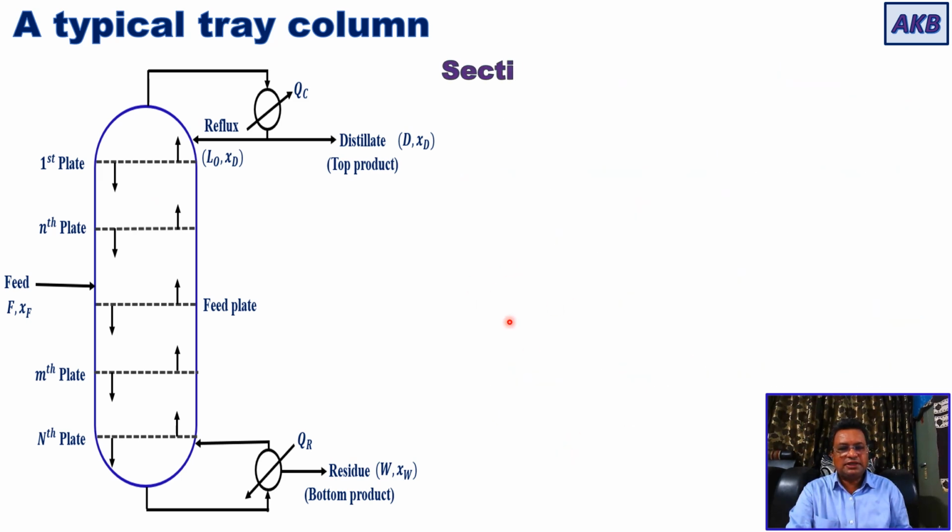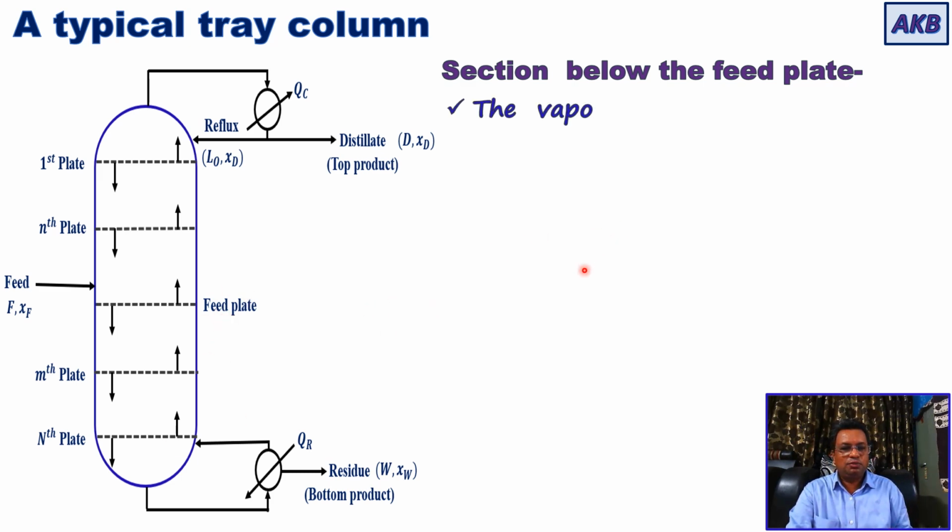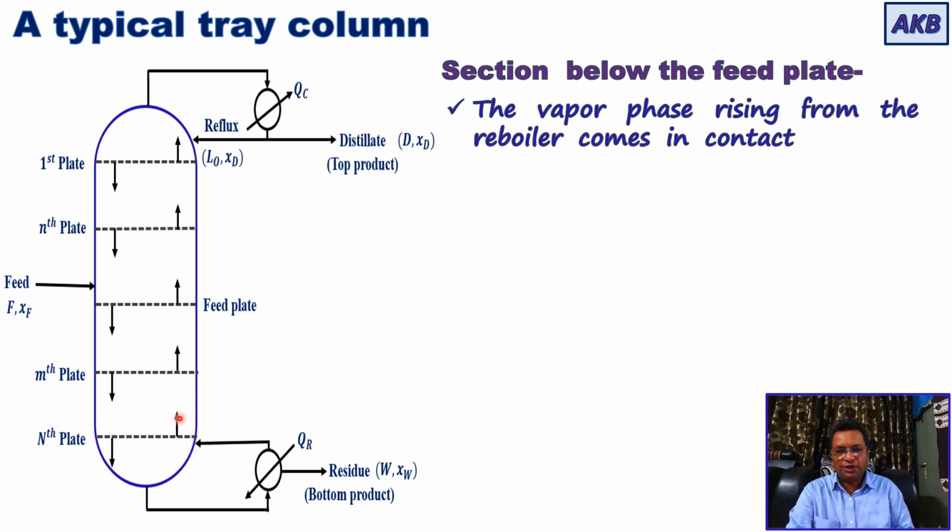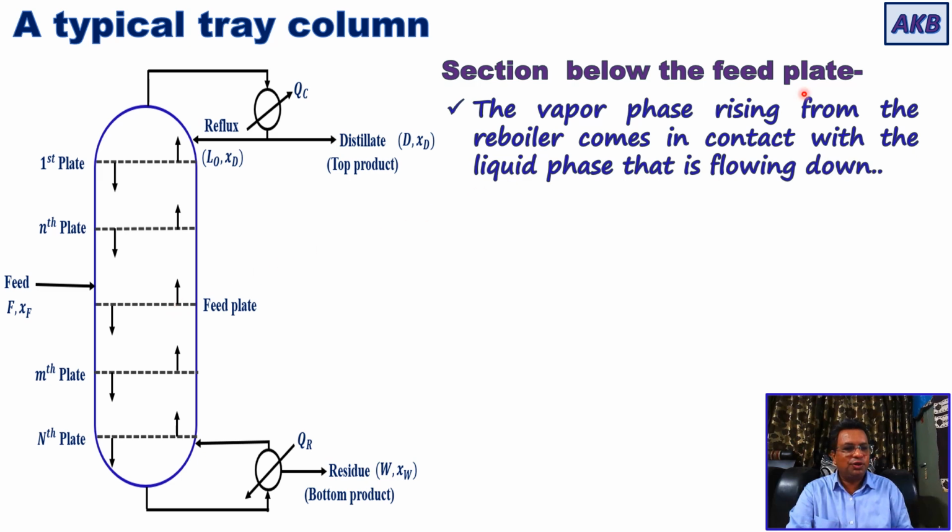Okay. Now let us understand what happens in the section below the feed plate. It will have a different name. Let us understand that. So in the section below the feed plate, what happens? The vapor phase that is rising from the reboiler. So we are talking about this vapor phase that is rising from the reboiler.